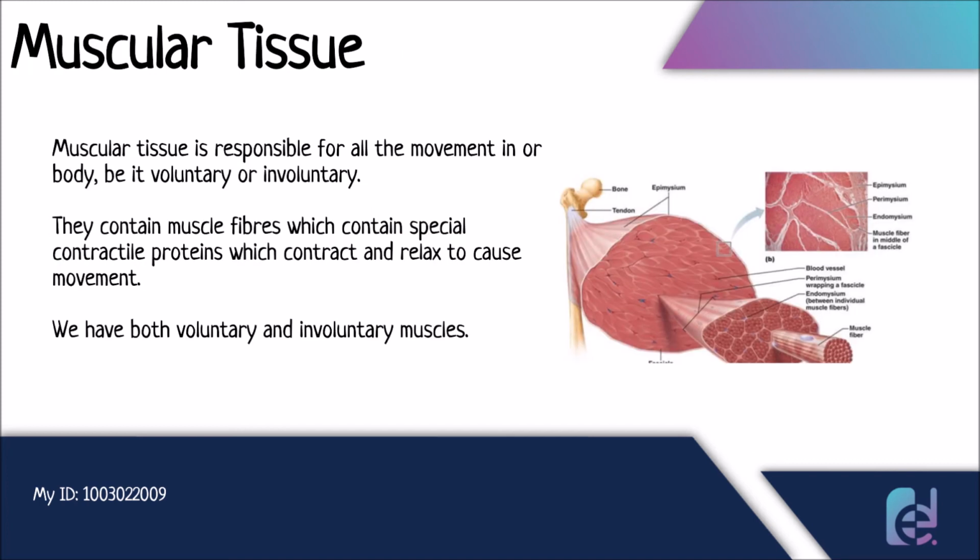So next up we have muscular tissues. You must all be familiar with this, so this will be pretty straightforward. Muscular tissue is responsible for all the movement in our body, be it voluntary or involuntary. You must have heard that there are voluntary muscles and involuntary muscles. Voluntary, like we have control over them. However, there are involuntary muscles also which we don't have control over, like the beating of the heart. The beating of the heart, we cannot control it. It happens on its own. So that's an example of an involuntary muscle.